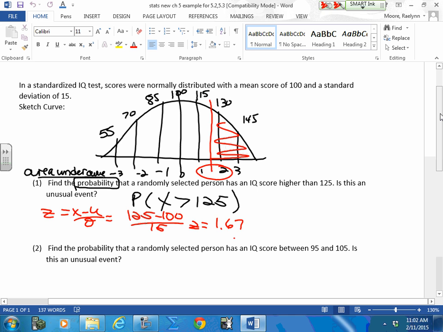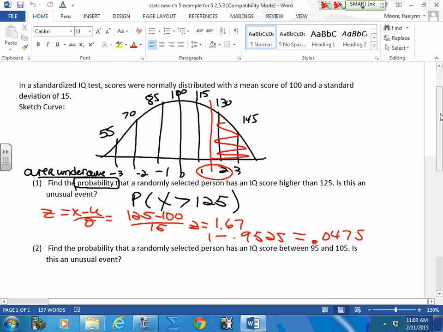1.67. You might want to look it up in your table. 0.9525, and I say, oh, that can't be 95%. So 1 minus. Good. 1 minus. So it's approximately 4.75%. Is this unusual? Oh, yeah. 5% is our cutoff, so we would consider this unusual for someone to score greater than 125 on an IQ test. Okay?